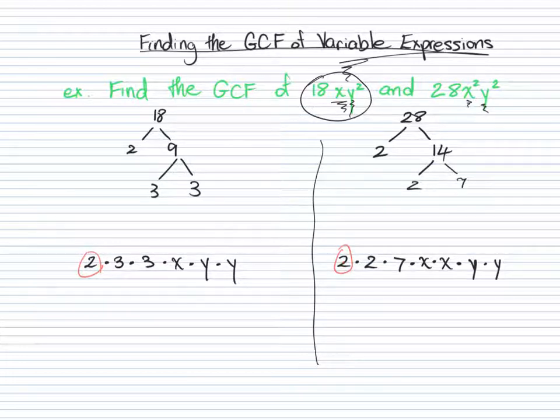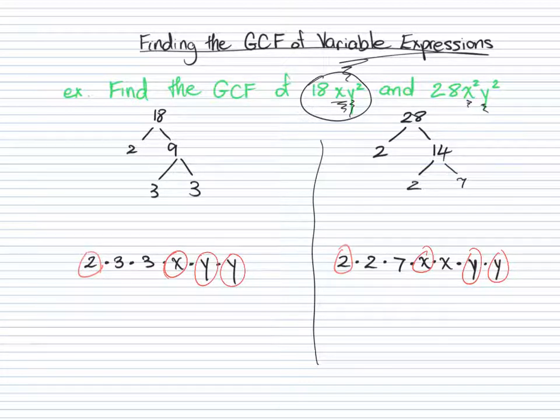There's a 2 here and a 2 here. All right, there is one x here, and there are two x's over here. We can't circle both x's, but we can go ahead and circle one x because it is common to both. So let's go ahead and circle it here as well. And there are two y's in both of our lists, so those are common to both expressions. So now we've circled everything that's common to both expressions, and now we can write our GCF.